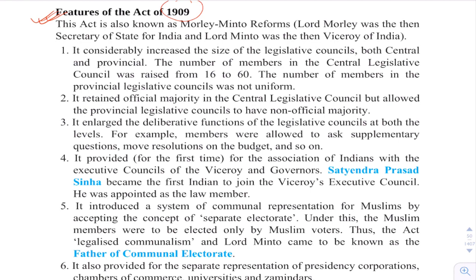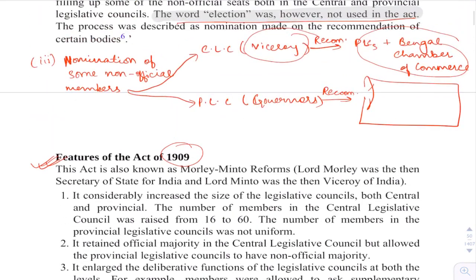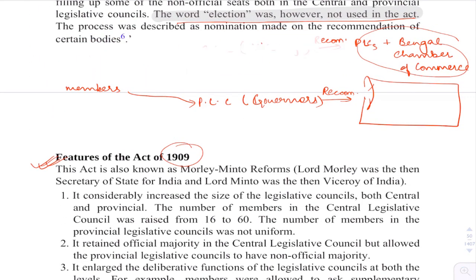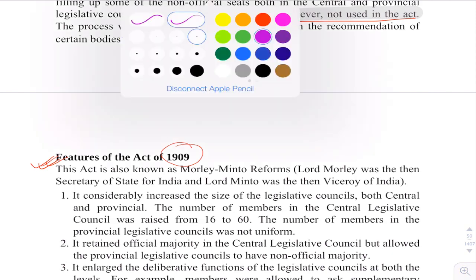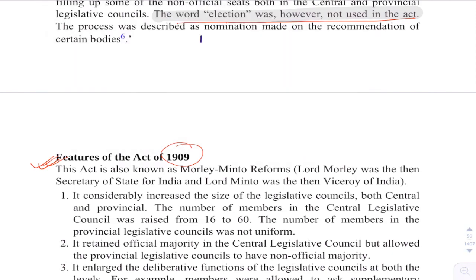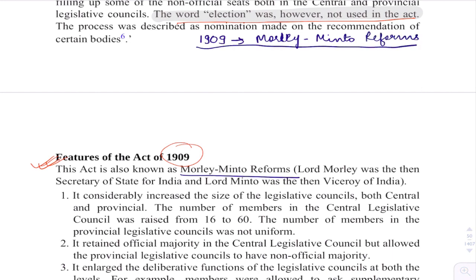So let's start with the Act of 1909 and we will see the important features. I'll delete what I had written the last time, because I have limited space here and we have to utilize it to the best. We start with 1909. This act is also known as the Morley-Minto reforms. If you do not have your book or notebook alongside, you will not benefit much from this video, so please have them.